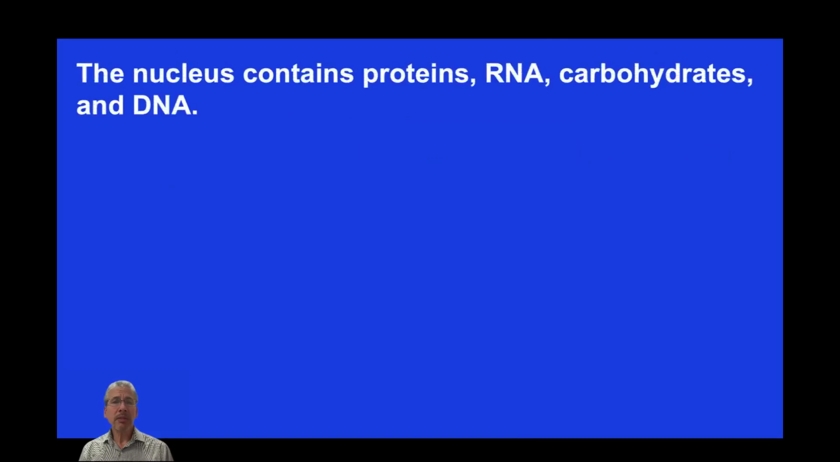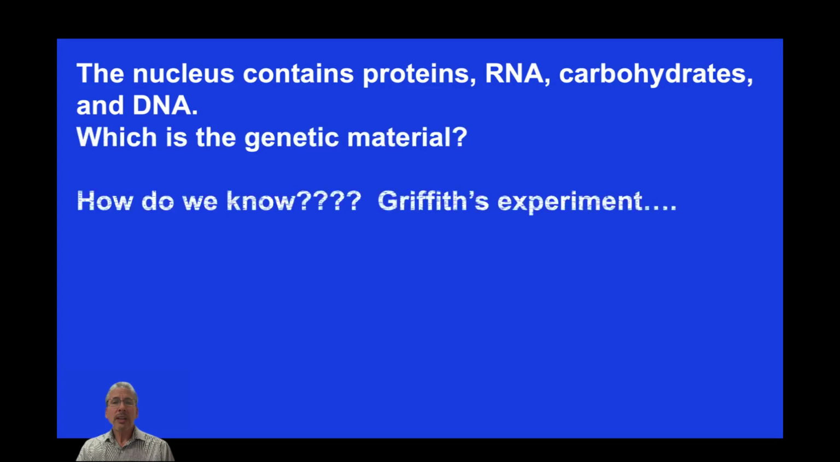Let's begin with recognizing that up until the 1940s, early 1950s, we really didn't know for sure what the genetic material was in living organisms. We knew that whatever it was, it was located in the nucleus, but the nucleus contains lots of things. There's proteins, RNA, carbohydrates, DNA. So which of those molecules actually serves as the genetic material? And how do we know?